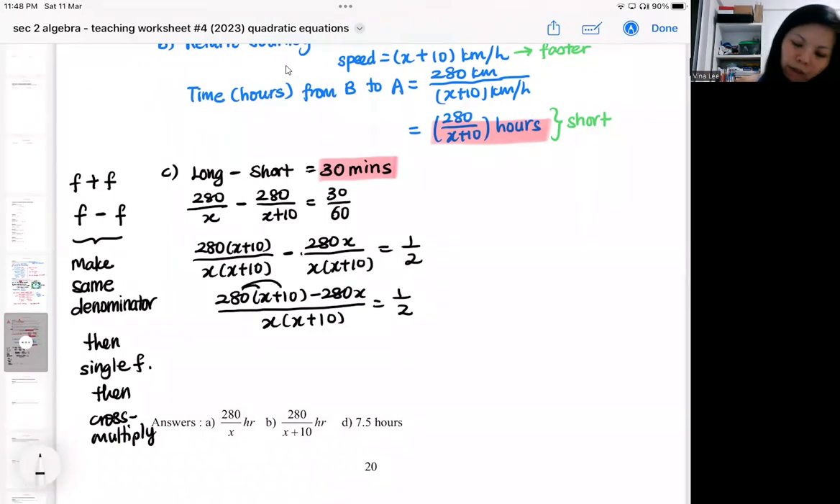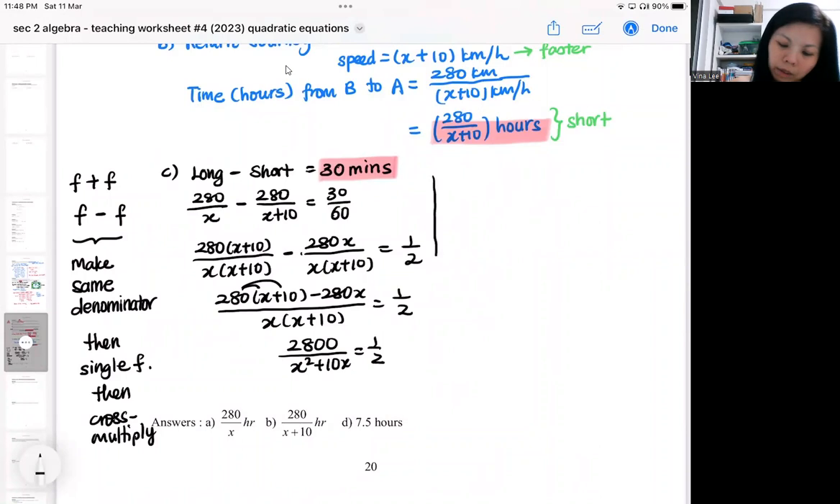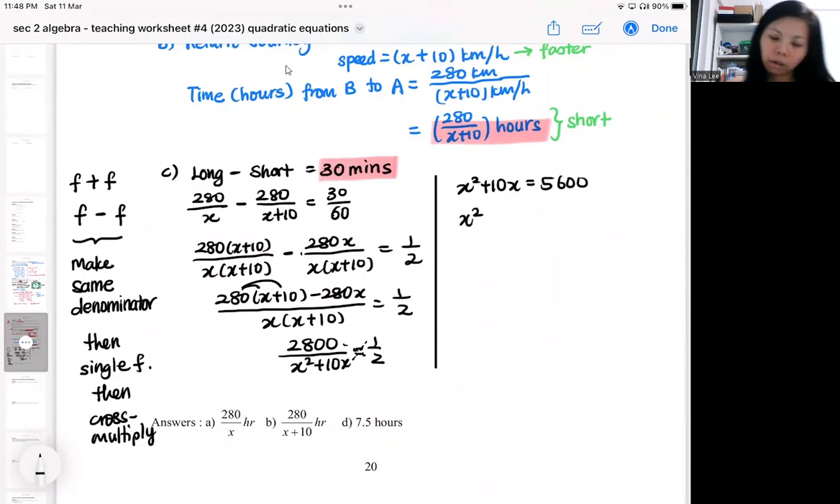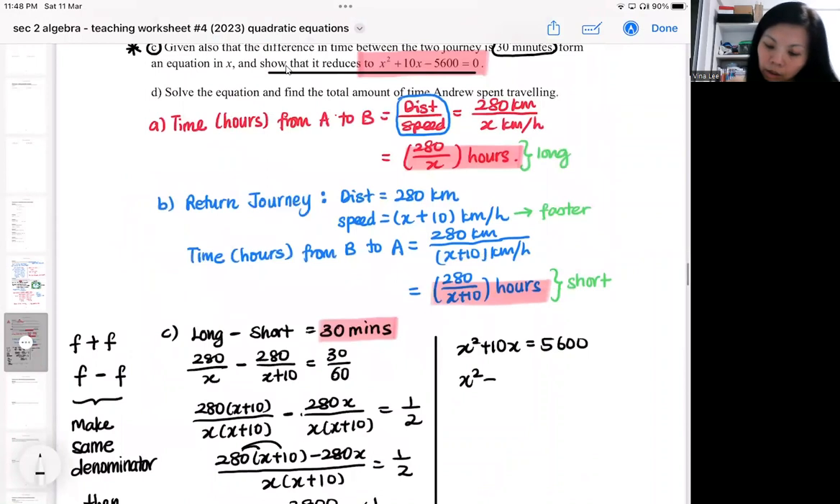So I'm going to do my expansion in the numerator. I'm going to do a bit mental. So if I do that, I get this. And then I will get x squared plus 10x. Then I will do my cross multiplication. And that's how I got the equation. So look carefully that you got the equation. When you got the equation, you just write a shown.